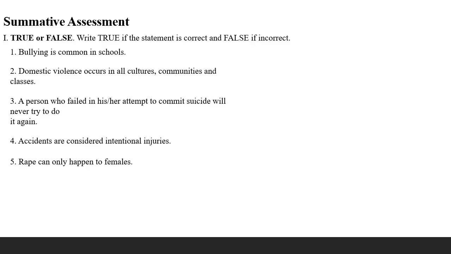And for our summative assessment, the direction is true or false. Write true if the statement is correct and false if incorrect. Number one, bullying is common in schools. Number two, domestic violence occurs in all cultures, communities, and classes. Number three, a person who failed in his or her attempt to commit suicide will never try to do it again. Number four, accidents are considered intentional injuries. And number five, rape can only happen to females.